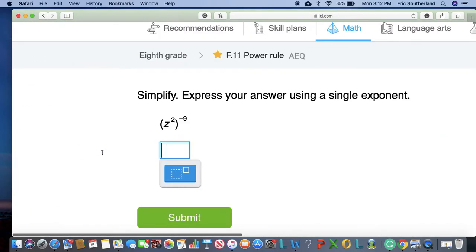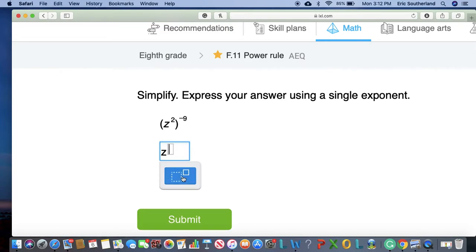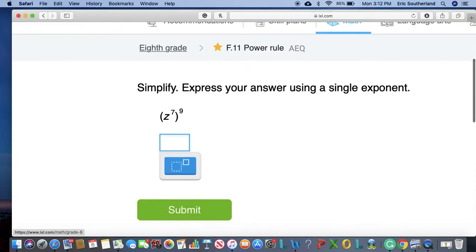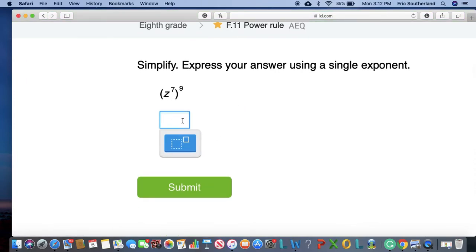Now, this is interesting. You do have a negative exponent. When this happens, you're going to get z to the negative 18th. Now, later on, we'll learn about what happens when we have negative exponents, and that will change your answer. But for right now, you'll just put that as your answer. Z is the base. 7 times 9 is 63.